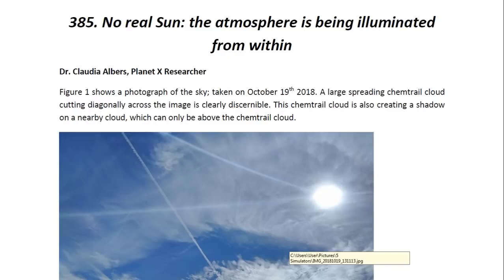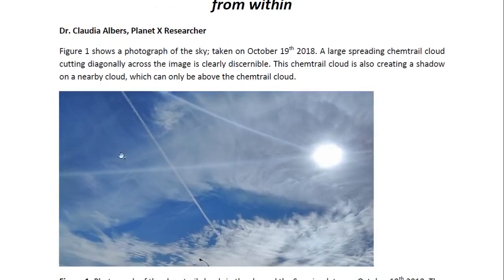This one is entitled No Real Sun. The atmosphere is being illuminated from within. Now, figure 1 shows this photograph which was taken on October 19th, 2018. And you can see a large spreading chemtrail cloud cutting diagonally across this image. You can see it there.